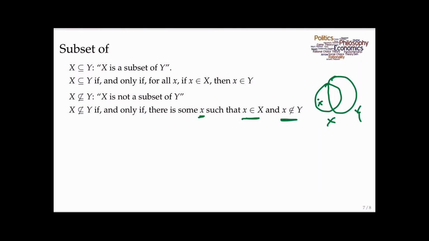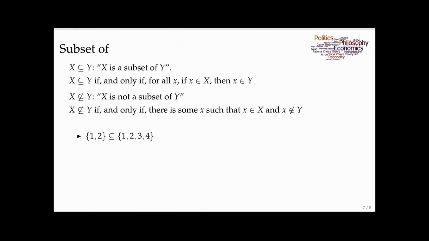It's not an element of y. To give an example, here we see that the set containing 1, 2 is a subset of this bigger set 1, 2, 3, 4. Why? Because for any object in this smaller set, we have two objects to be concerned with, namely 1 and 2, and 1 shows up here and 2 also shows up there.